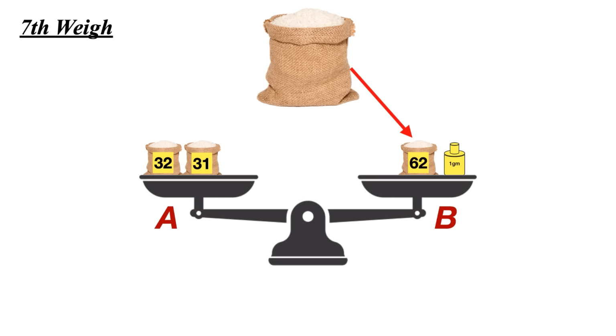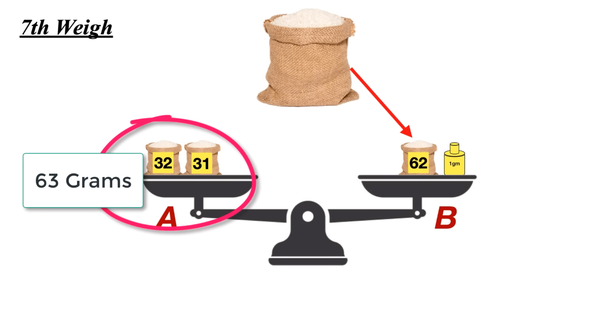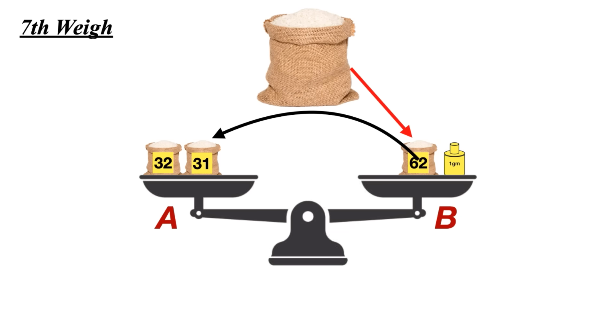So now the 6 steps are over. Now in the 7th weigh, put 32 gram rice plus 31 gram rice in pan A versus 1 gram weight plus 62 gram rice in pan B. So now here 63 gram rice in pan A and 62 gram rice in pan B are together put in pan A for the next weigh.